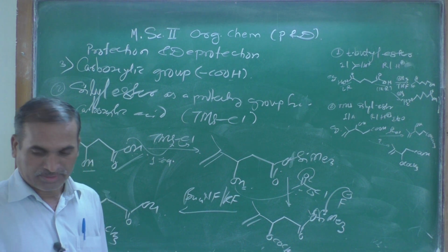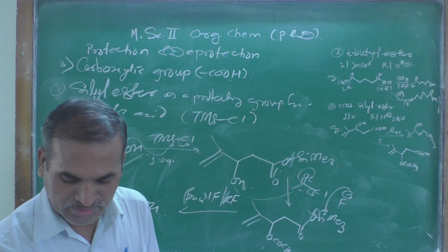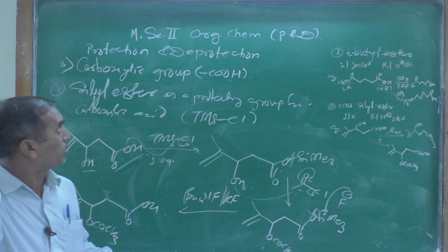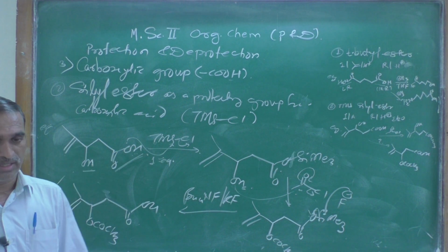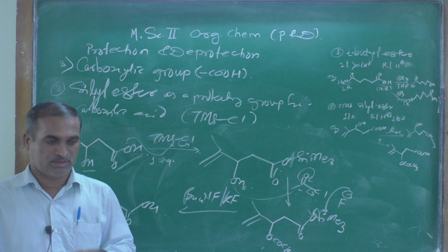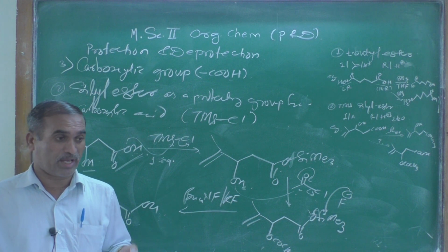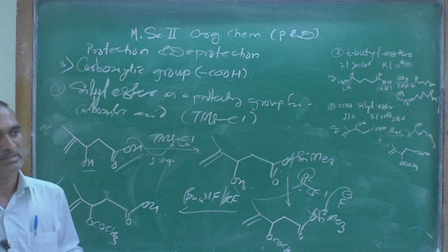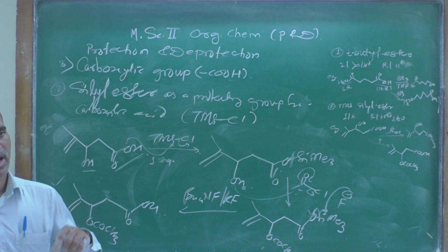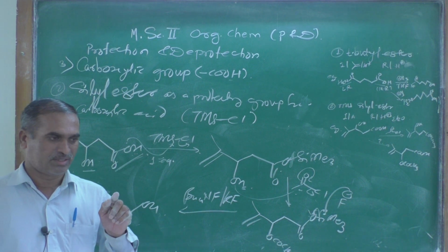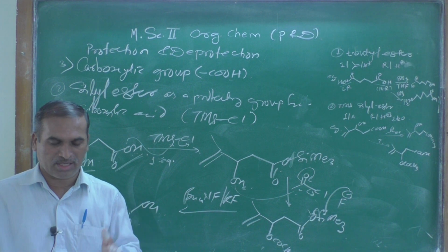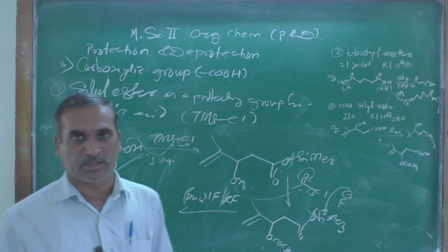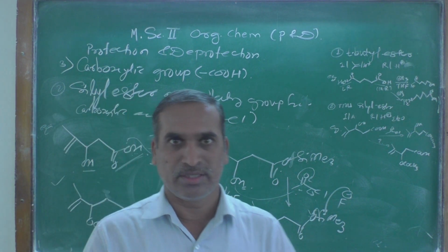So I think we have first seen the protecting group for the carboxylic acid. The remaining protecting groups, like DCC or DCCI or DIP, CP, DI, we will see in the next lecture. Let us stop today here. Thank you. Have a nice day.